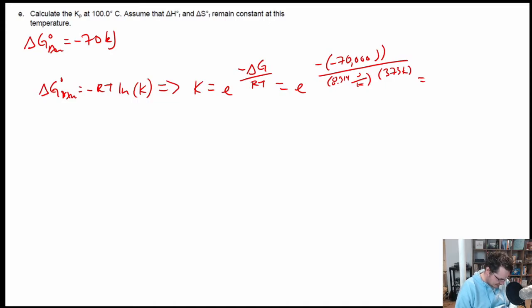So if I do e to the power of that, what I get is something slightly different. But let me just double check. $68.2. I'm getting different values for some reason. Am I doing something off?